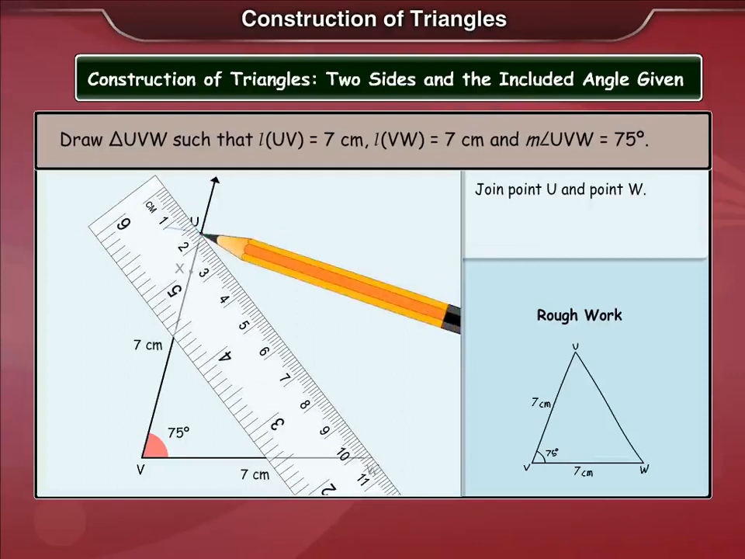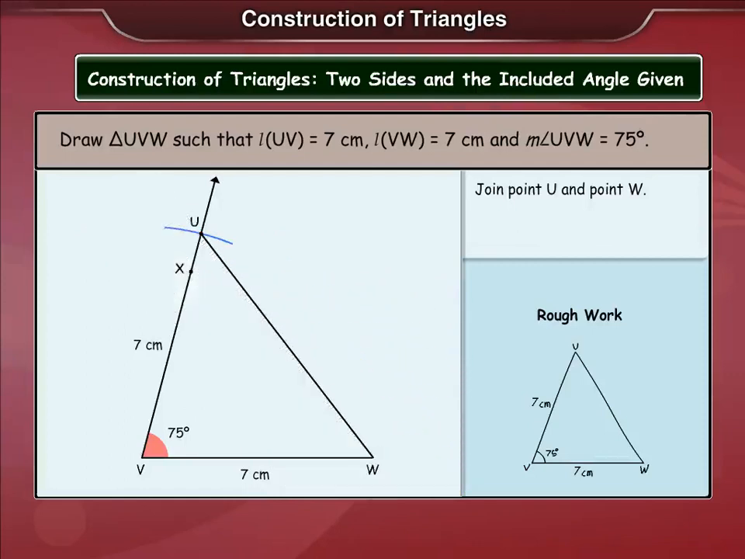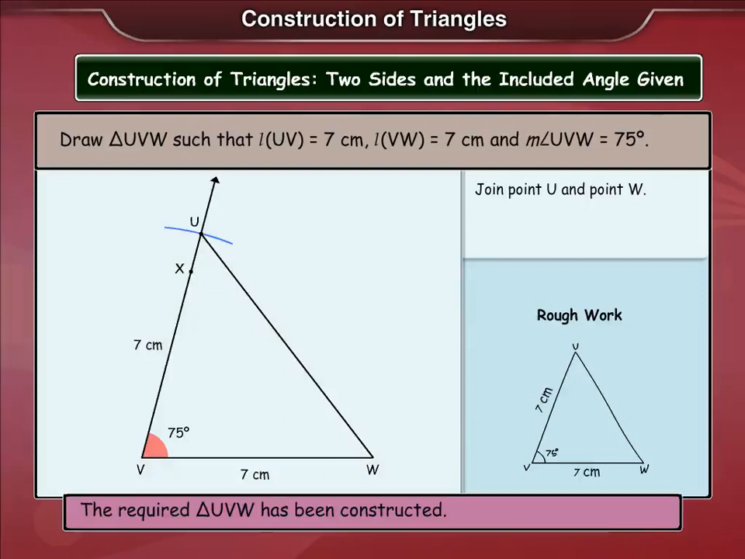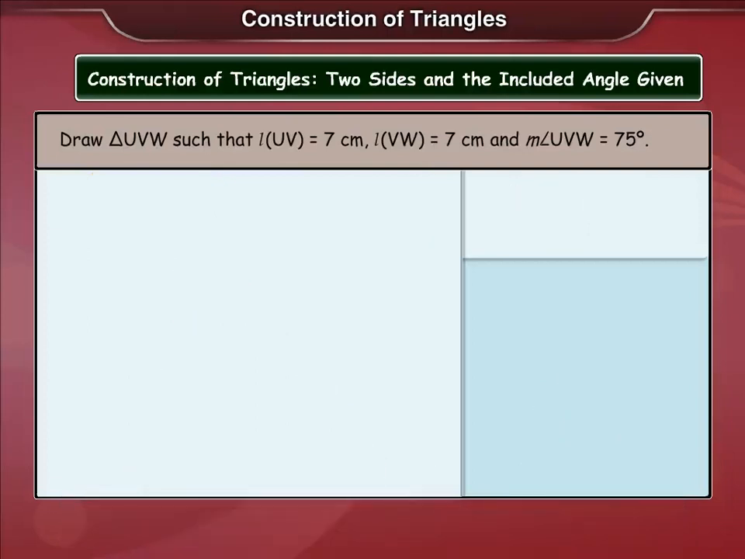Taking point V as center and a radius of 7 centimeters, you have drawn an arc that intersects ray VX at point U. Then you have joined points U and W. Thus, the required triangle UVW is obtained.